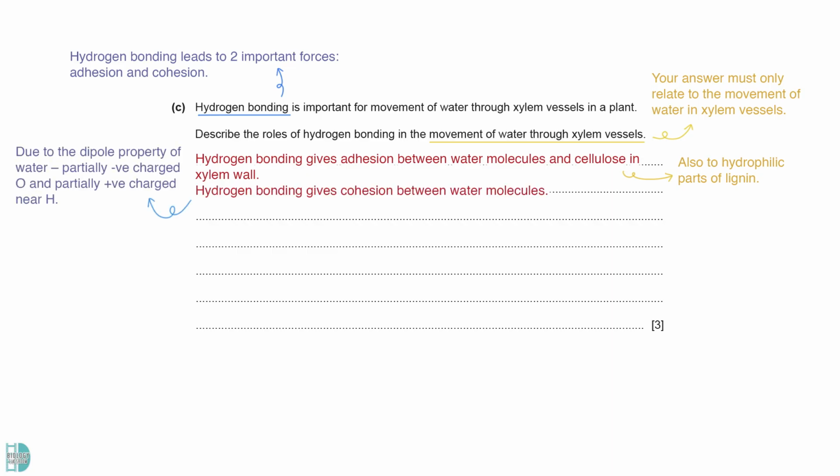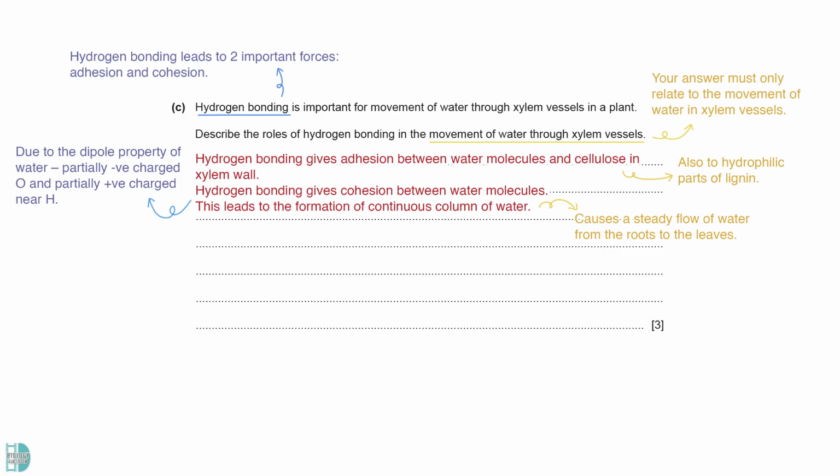Cohesion is the attraction between water molecules. It occurs because of the dipole property of water. Each molecule has a partial negative charge near the oxygen atom and a partial positive charge near the hydrogen atoms. The 2 forces help the formation of a continuous column of water. This causes a steady flow of water from the roots to the leaves.